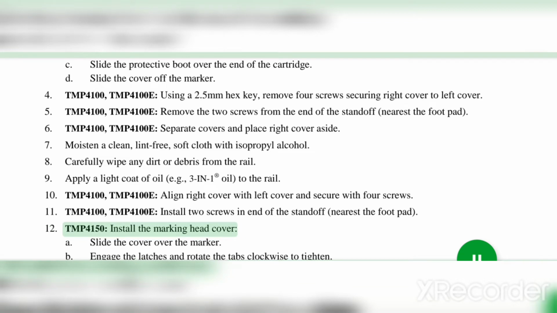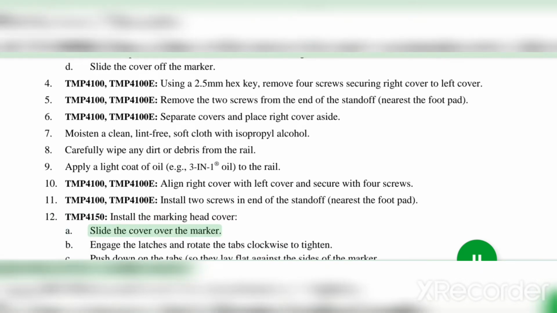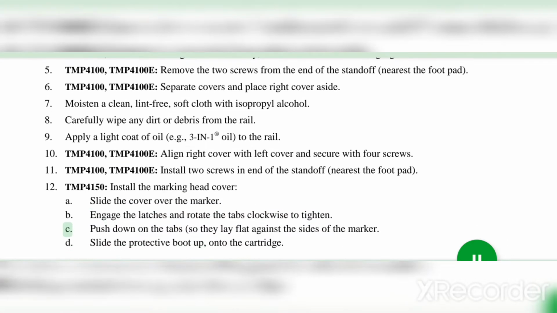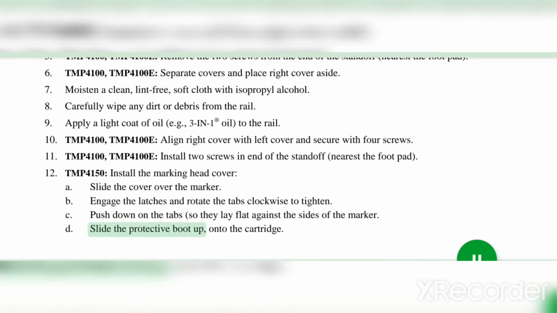12. TMP 4150. Install the marking head cover. A. Slide the cover over the marker. B. Engage the latches and rotate the tabs clockwise to tighten. C. Push down on the tabs so they lay flat against the sides of the marker. D. Slide the protective boot up onto the cartridge.